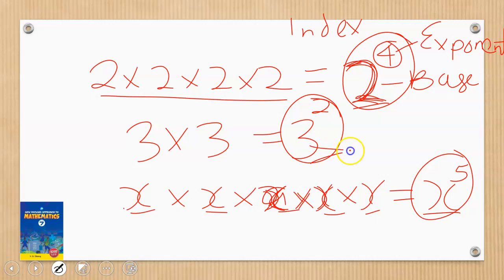So here the 3 becomes the base, the x here becomes the base. The 2 here is called the exponent, and the 5 here is also called the exponent or index.